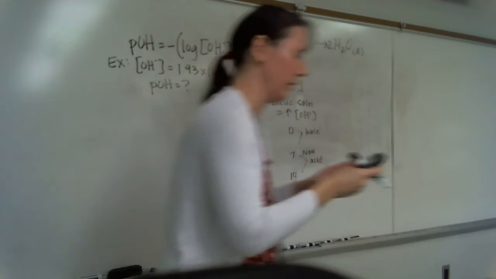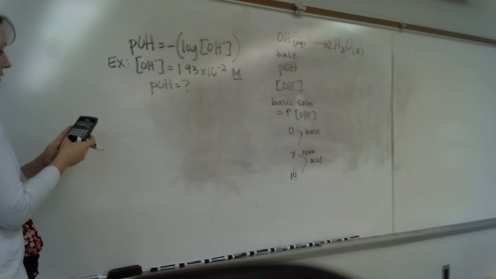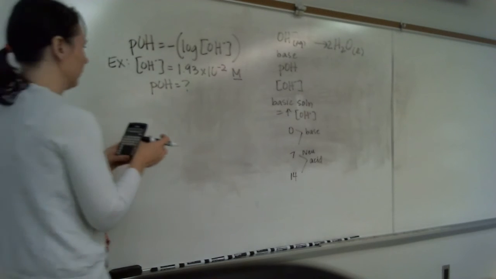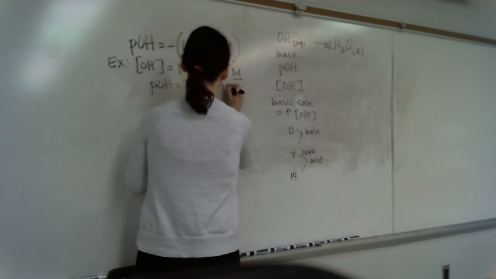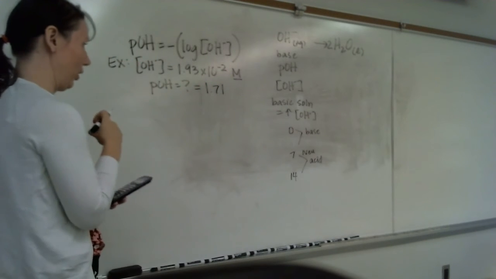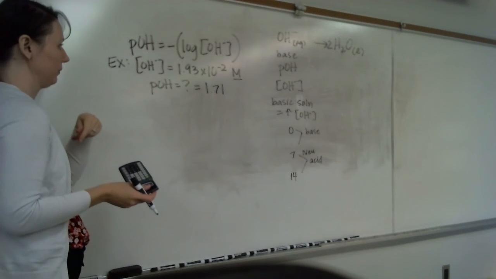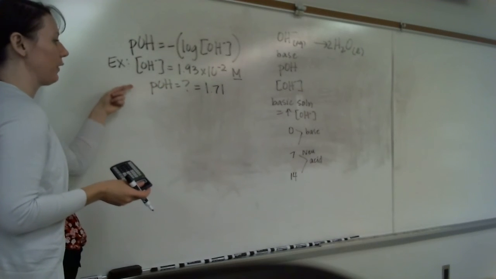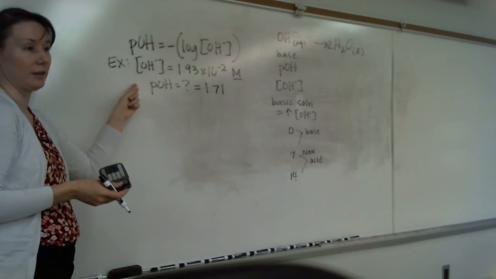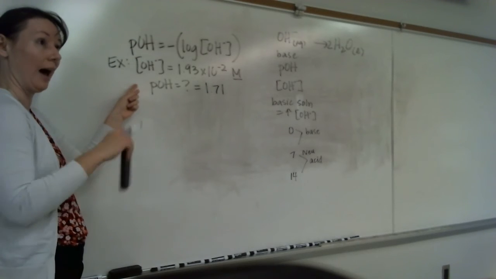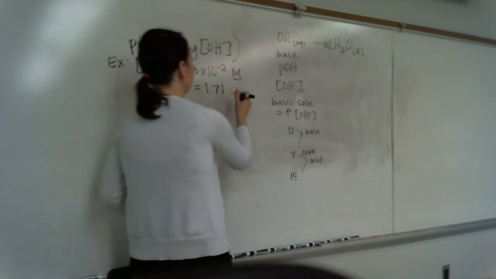Well, you just do it in your calculator. 1.93 times 10 to the negative 2. Take the log of that, and then change the sign. You get 1.71. Now on the pH scale, we classify that as an acid. But the pOH scale is the opposite. What will we classify this on the pOH scale? Base. This is a base, right? Because if it's low on the acid side, that means it's high on the base side. So let me give you a couple to try, and then you classify them as acids, bases, or neutral.